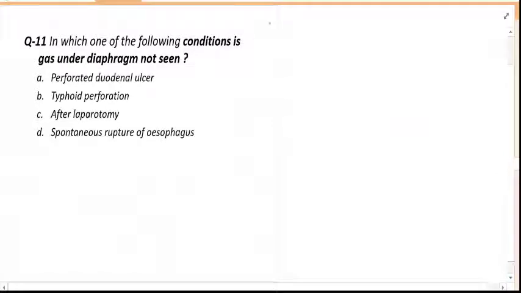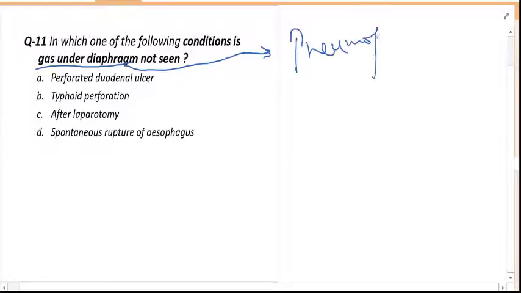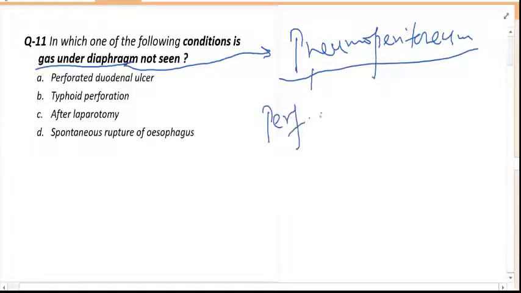In which of the following conditions is gas under diaphragm not seen? Gas under diaphragm, the most common cause is pneumoperitoneum, which is mainly because of perforation of hollow viscus. So perforated duodenal ulcer, it will be seen. Typhoid perforation, it will be seen. After laparotomy, it will be seen. See, perforation of hollow viscus.